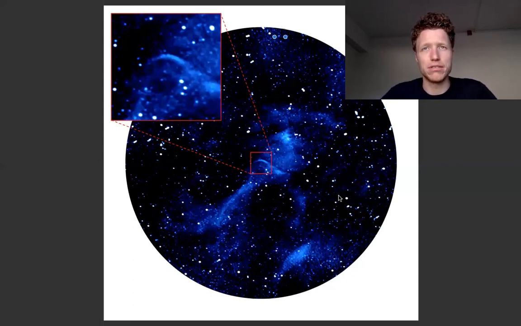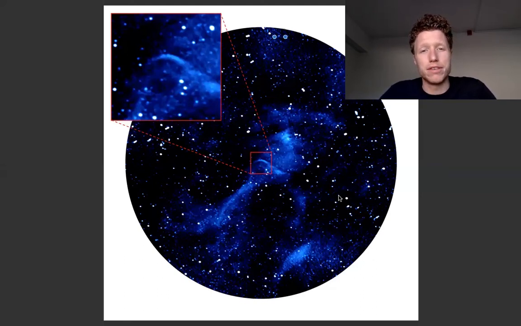And as it does so, it causes a bow shock, which is very similar to a ship that's going through water or a duck swimming in a pond. You see the similar sort of structure, but here, of course, the difference is that this is much larger. And this extends several light years, which is, of course, significantly different from a ship or a duck.